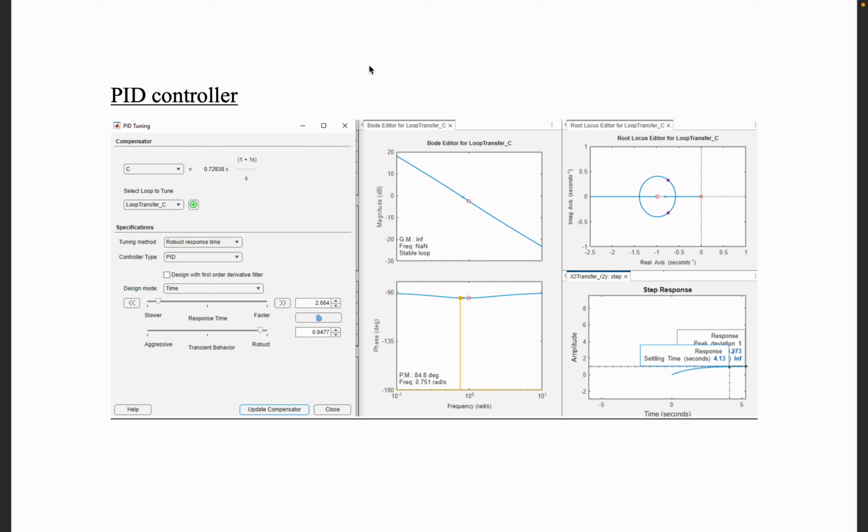In short, the PID controller gave the best performance in the time domain. It made the cruise control system fast, stable, and strong against disturbance.